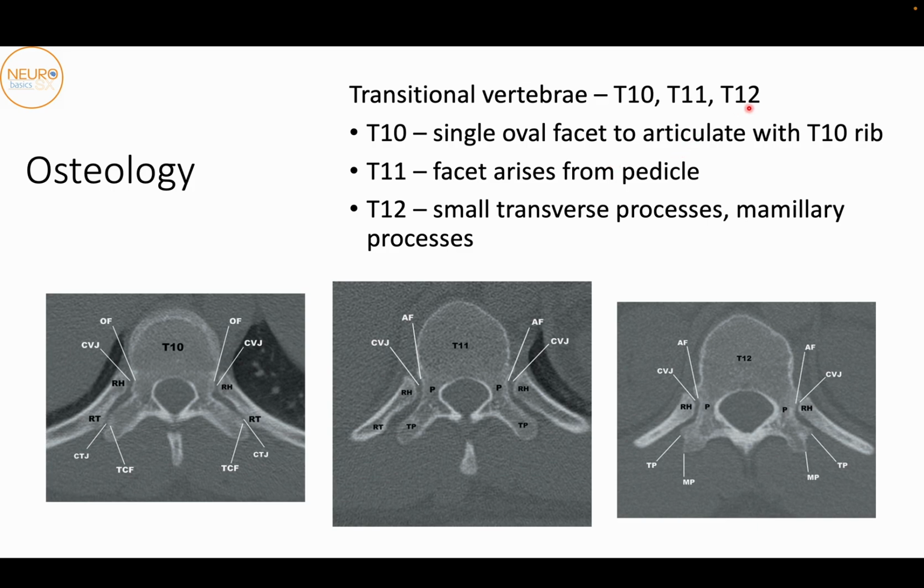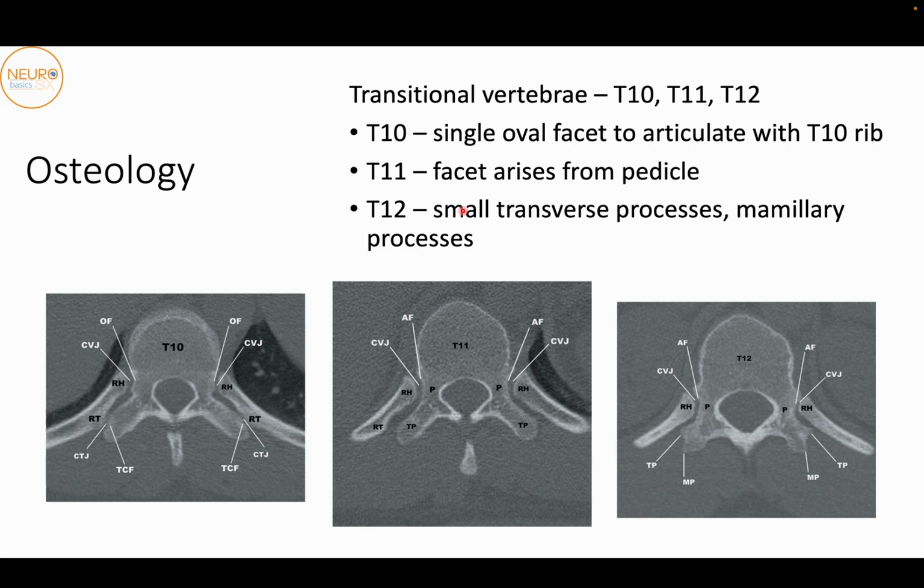T10, T11 and T12 vertebrae are also transitional vertebrae, and they have slightly different features as compared to our typical thoracic vertebrae. So in the typical thoracic vertebra, the rib head would articulate with the vertebral body. But as we can see in the T10, T11 and T12 vertebrae, the rib head keeps articulating more posteriorly. It starts articulating with the pedicle as we go on between T10, T11 and T12.